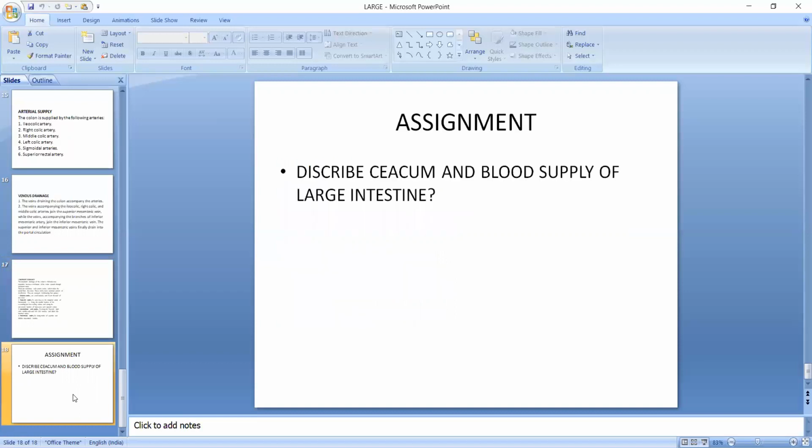Now, this is your assignment: describe the cecum and the blood supply of the large intestine. Here we can see the cecum, which is a small part of the whole colon, and you have to describe the complete anatomy of the cecum and the blood supply of the complete colon. So we can say that this is the large intestine.